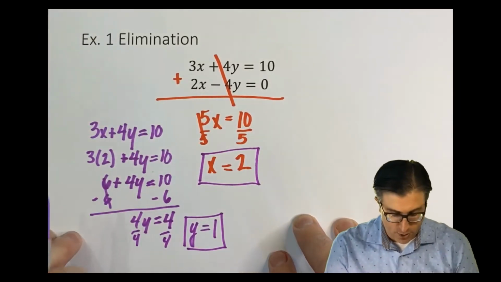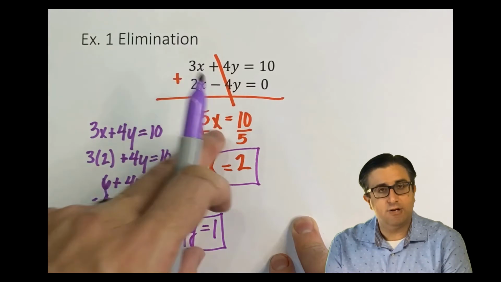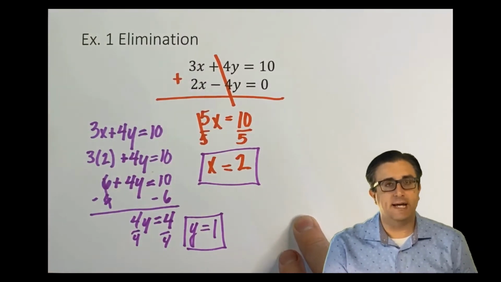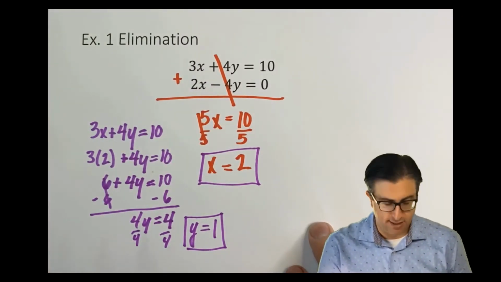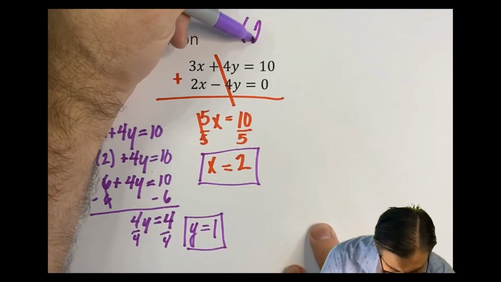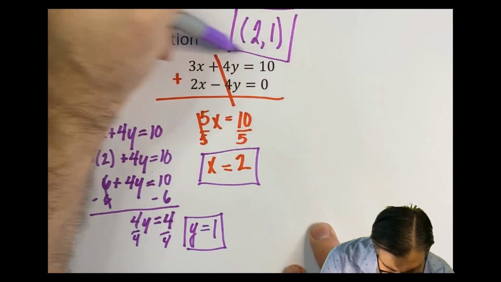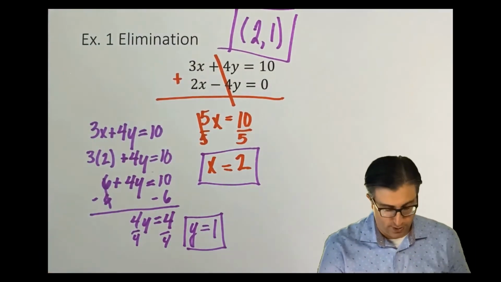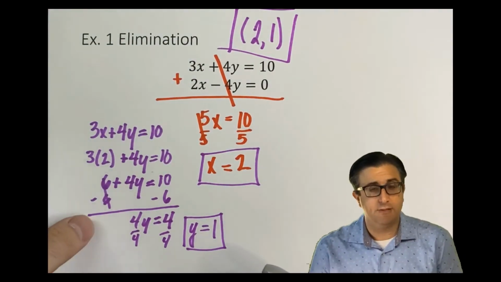So again, why was this problem a shortcut? Because I had a positive 4y and a negative 4y. Anytime you have opposites, they immediately cancel out when you add your two equations together. Final answer is x comma y, 2 comma 1. Answer to the first one. So be on the lookout for opposites when we do these problems. That'll save you some time.